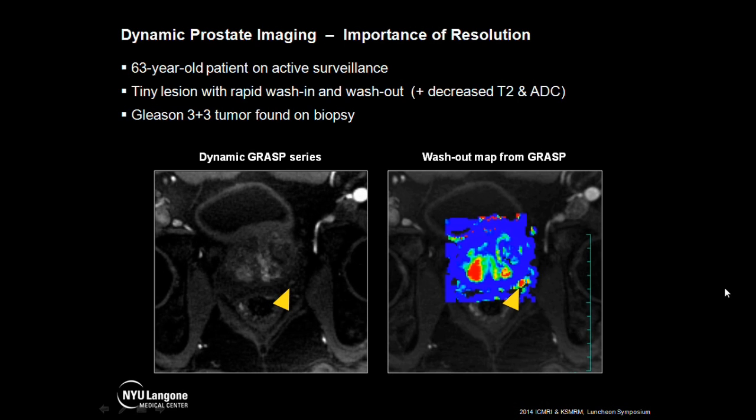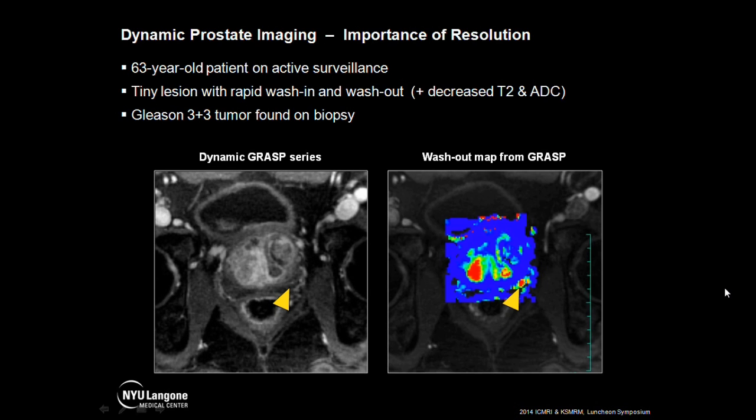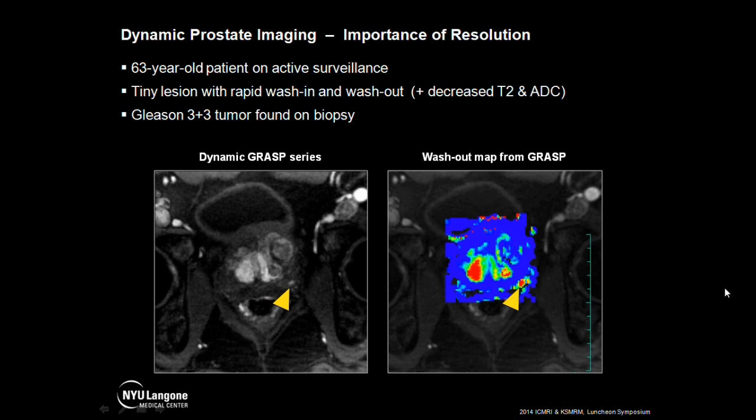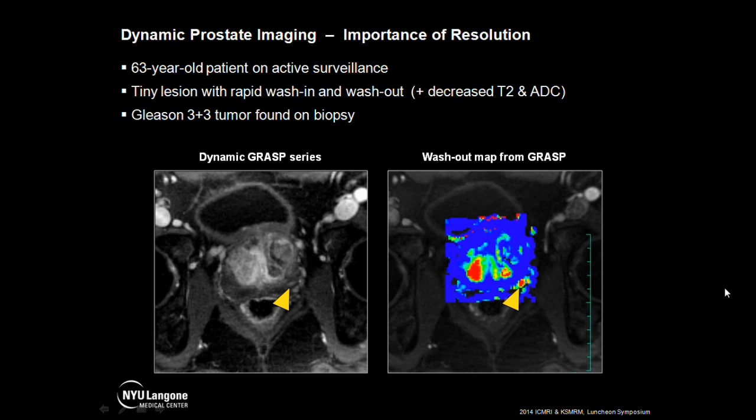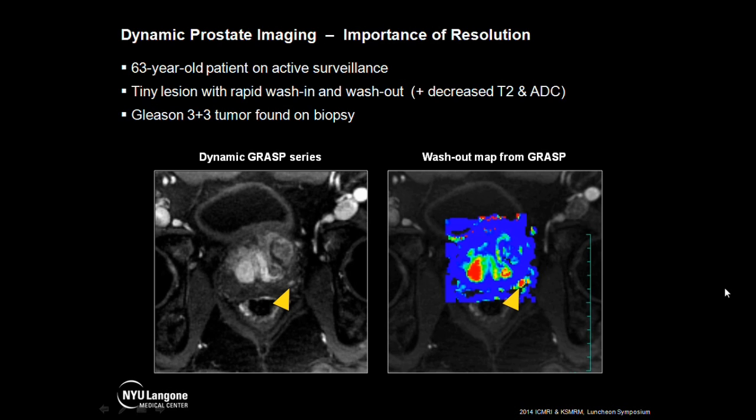Quickly after the contrast injection, you can see this lesion, and then a short time after, it already disappears and becomes invisible, which means the contrast is washing out quickly. You can also clearly see this lesion on the washout map, which has been calculated from the GRASP images. The washout map is shown on the right side. Now, this tiny lesion also had a decreased T2 value and a decreased ADC value, and on a biopsy, a tumor was actually found in this region of the prostate. So it's really helpful to get higher spatial resolution in these patients.